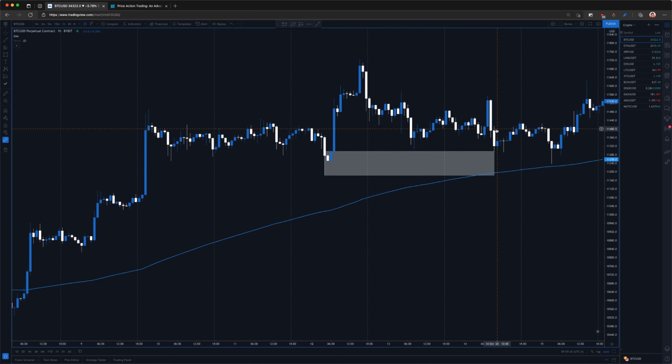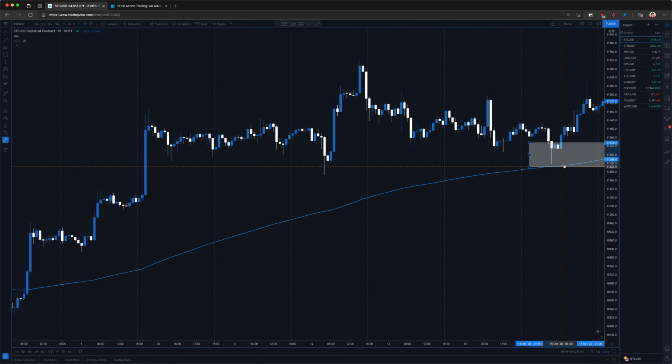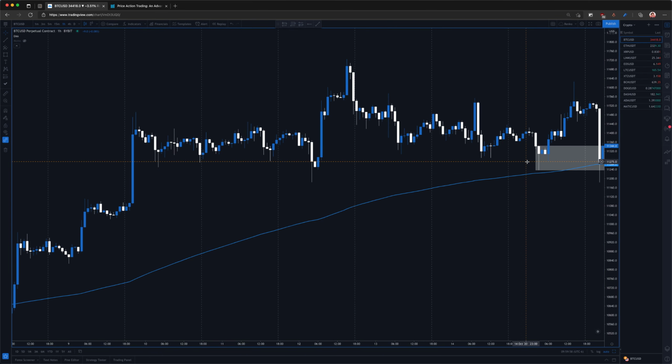Now it did offer us a second level here, so let's just look closer. You can see there is this next level here, which we would look to buy off of. So we have it right above our 200 EMA. We have a pretty tight level, so let's see if the price comes back to this, and if it does, we can look to take another long position. And the price does come back to it and goes through the level.